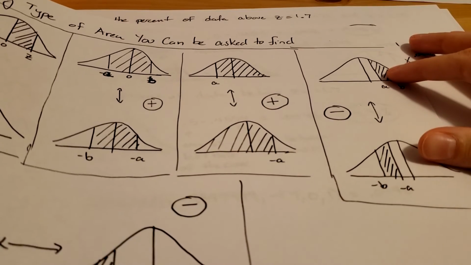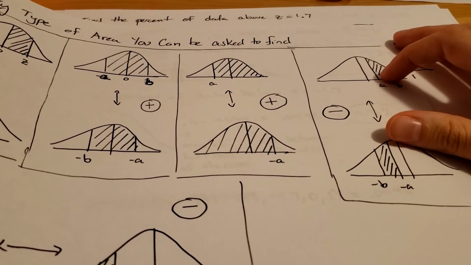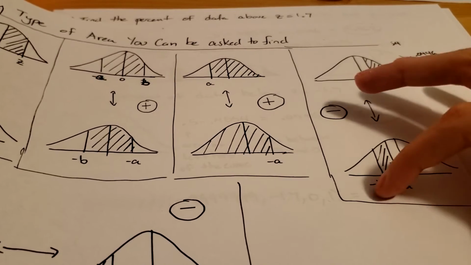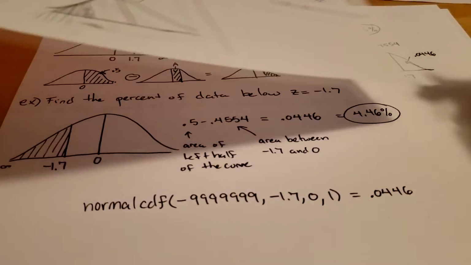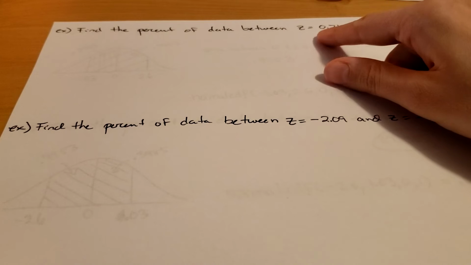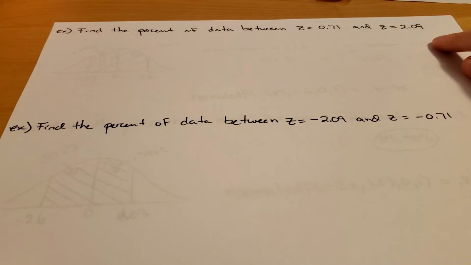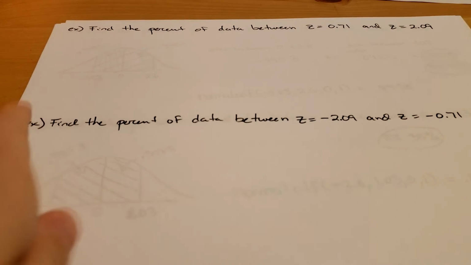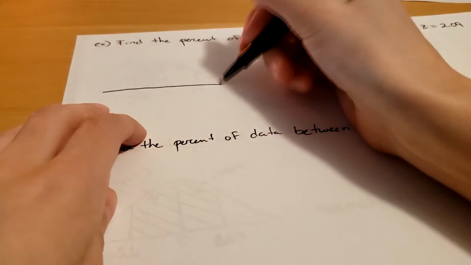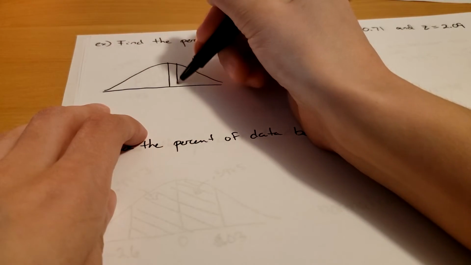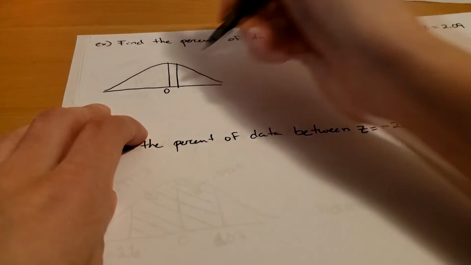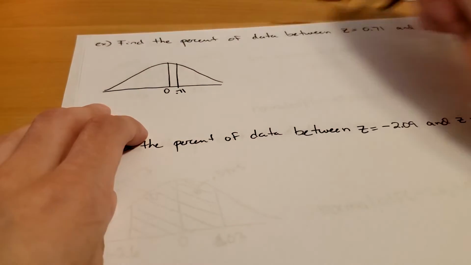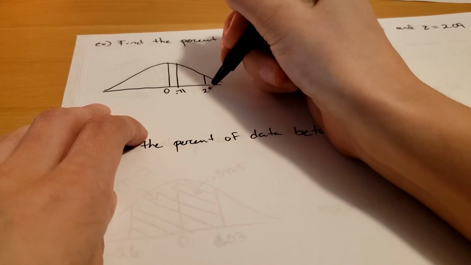Now we're going to move on to the last type of area that they can ask us to find, which is when we have a strip of area like this between two positive z-scores or between two negative z-scores. Here we want to find the percent of data between z is equal to 0.71 and z is equal to 2.09. So again, first we draw out a picture of the situation so we know what to do with our table. So we have our mean in the middle, z-score of 0.71 and positive 2.09.